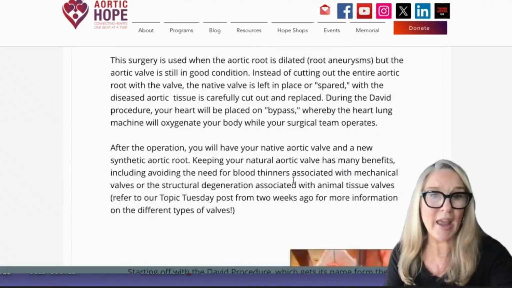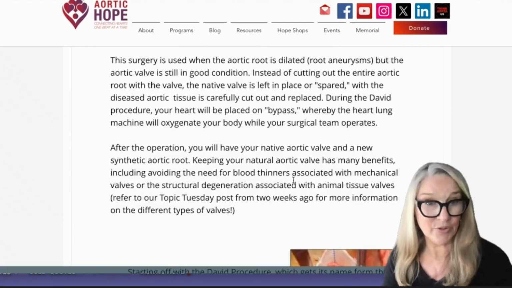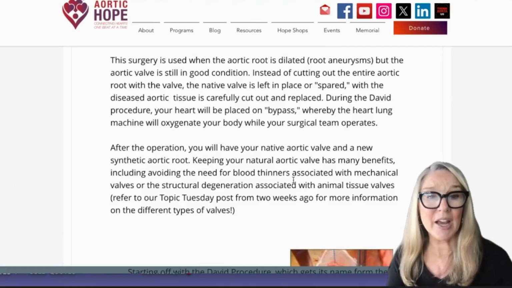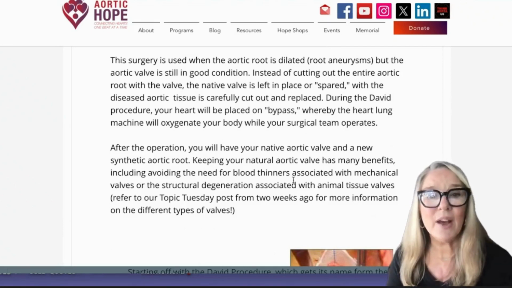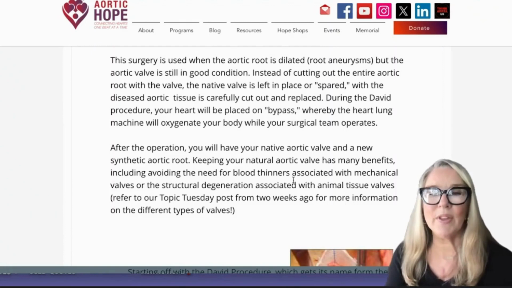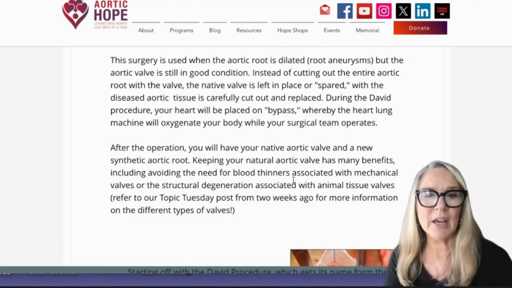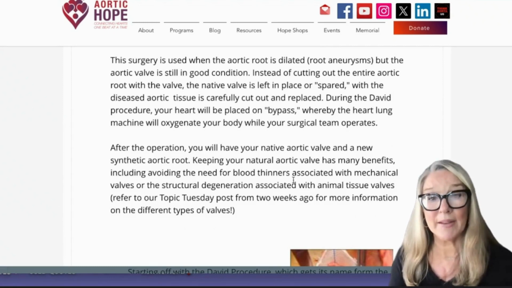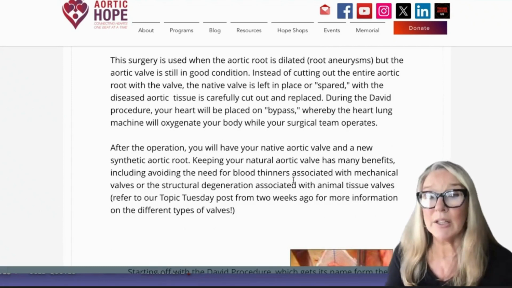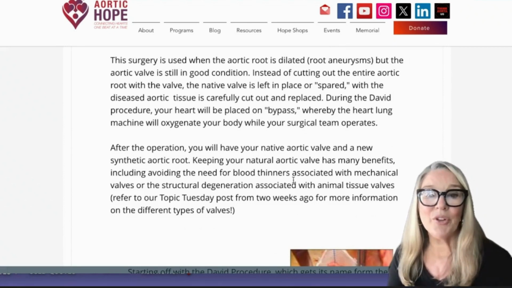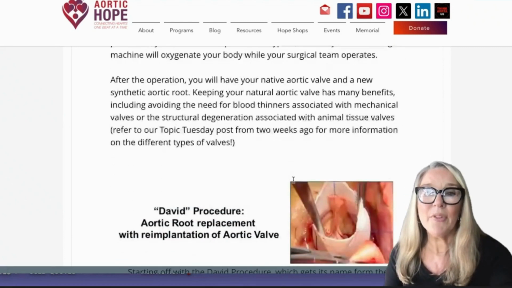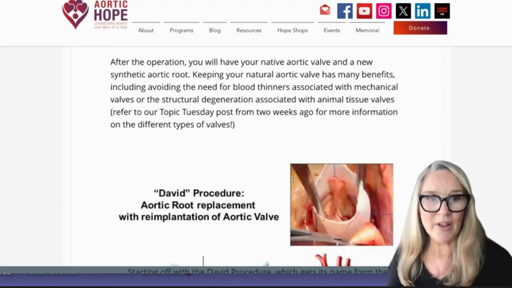This surgery is used when the aortic root is dilated, as in root aneurysms, but the aortic valve is still in good condition. Instead of cutting out the entire aortic root with the valve, the native valve is left in place, or spared, while the diseased aortic tissue is carefully cut out and replaced. During the David procedure, your heart will be placed on bypass, whereby the heart-lung machine will oxygenate your body while your surgical team operates. After the operation, you will have your native aortic valve and a new synthetic aortic root.